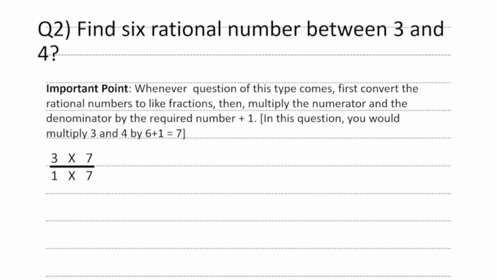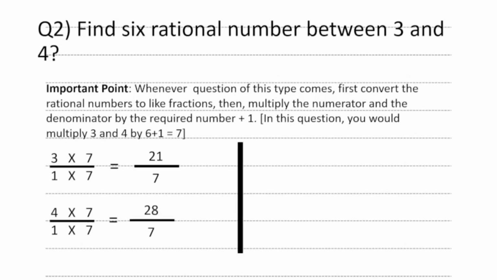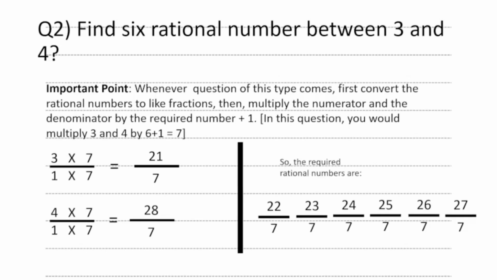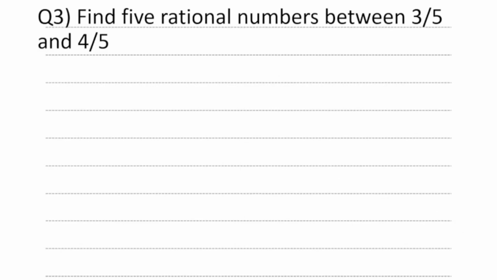3 upon 1, it has 1 in the denominator as 3 does not have anything, into 7 upon 7 would give us 21 upon 7. Same thing for 4 upon 1 would give us 28 upon 7. So hence the required rational numbers are 22 upon 7, 23 upon 7, 24 upon 7, 25 upon 7, 26 upon 7 and 27 upon 7. Let's move on to the next question.